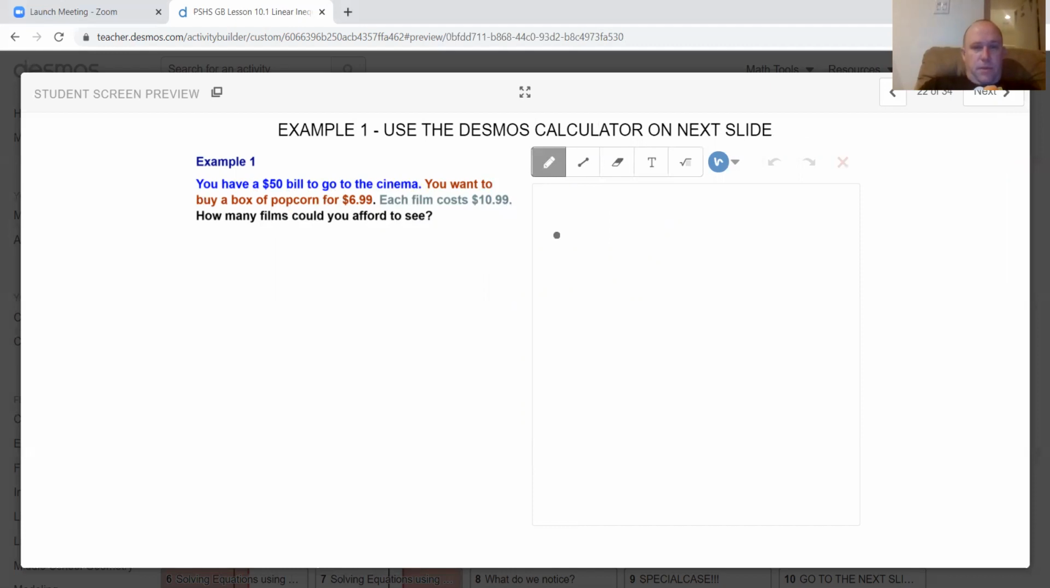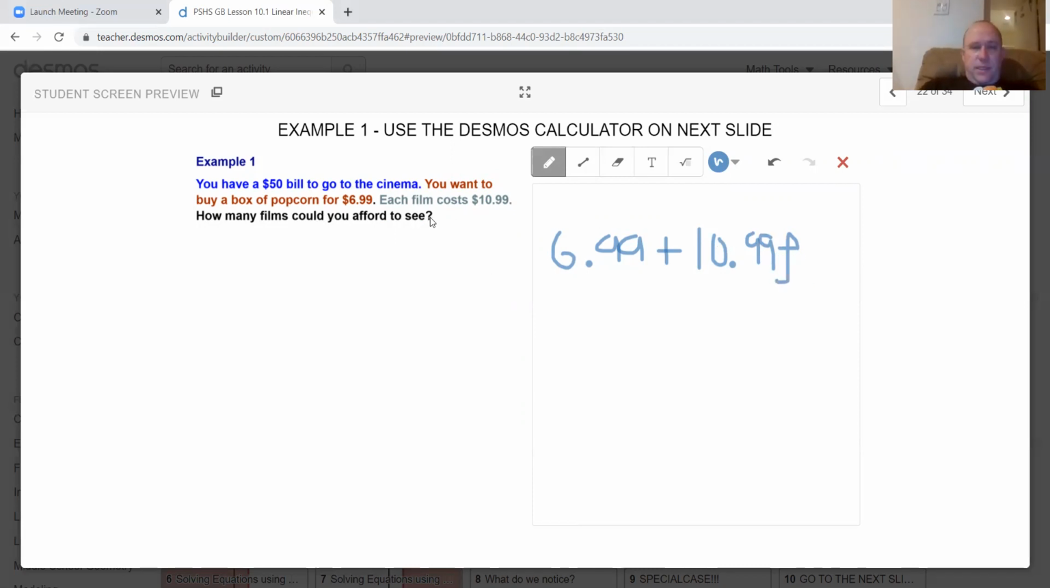So you're buying 1 box of popcorn straight away, which is $6.99. So this is not going to be too neat, I apologize. Each film is going to be an additional cost, so I know I'm going to be adding here, and each film costs $10.99. And this is the one that could change because it depends how many films I go to. If I go to one film, it'll just be $10.99. If I go to two films, it'll be 2 times $10.99, and so on. So I need to put the F here.